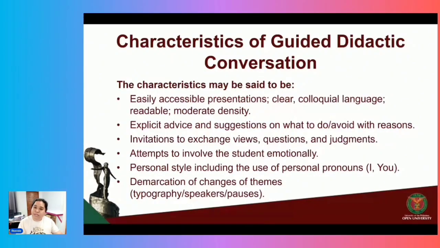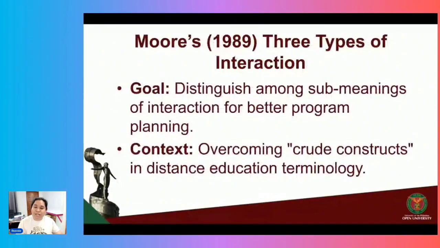While Holmberg emphasized conversational communication, Moore extended this perspective by recognizing interaction in distinct types within distance education. So we now move to Michael Moore's 1989 framework, the three types of interaction. His goal was to distinguish among the different sub-meanings of interaction in order to improve program planning in distance education. This framework was developed in response to what Moore described as a crude construct, or overly broad and imprecise terms that often confuse distance education practitioners.